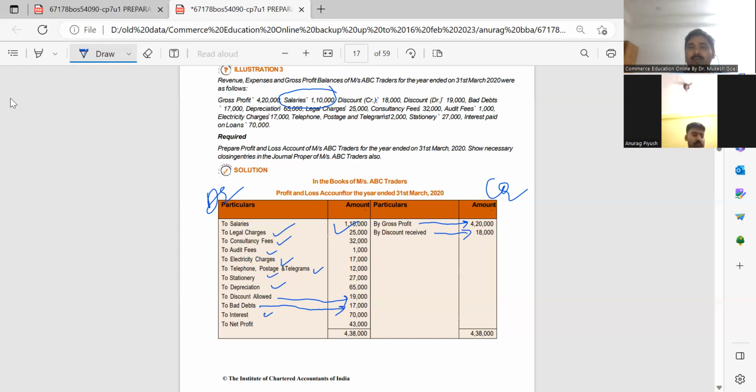Now, when we sum up the credit side of the profit and loss account, there will be 4,38,000 total. And we deduct these items from this income side. The total of these items will be deducted from 4,38,000. Then the result will be 43,000, your net profit. This is called net profit, right?